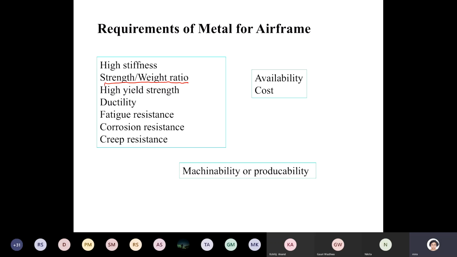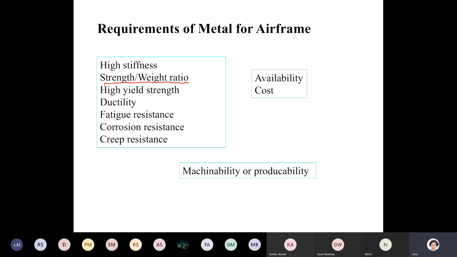And then there are the other non-material properties that are important to find a metal for an airframe: the availability and the cost, and also machinability and producibility. We would not choose a metal which is not easily machinable or producible.